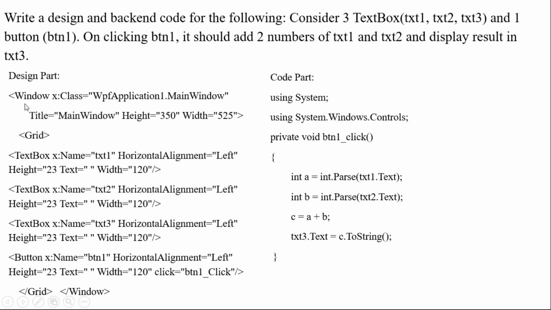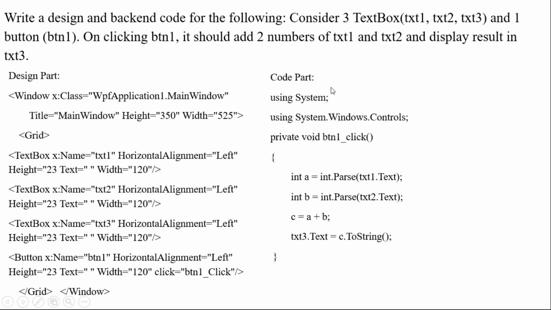So I'm declaring Window x:Class equals application name dot MainWindow, title equals MainWindow, and height and width. In the grid, I'm declaring one text box as txt1, another text box as txt2, another text box as txt3, and one button as btn1. So this is the design part.